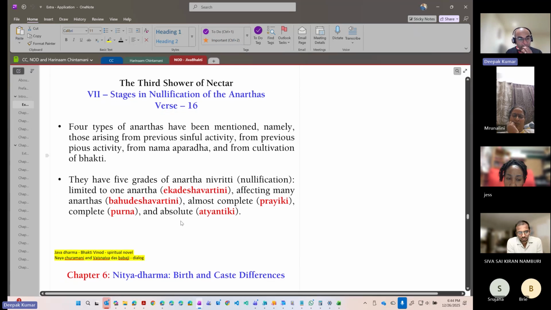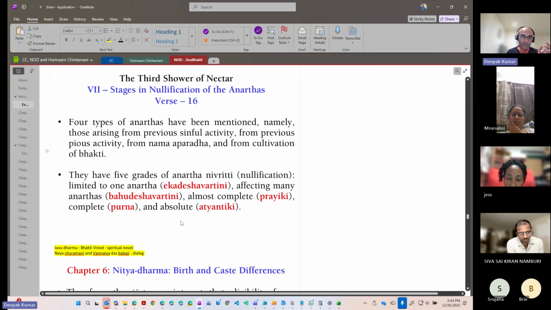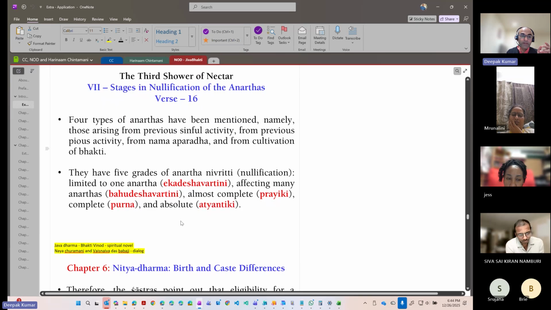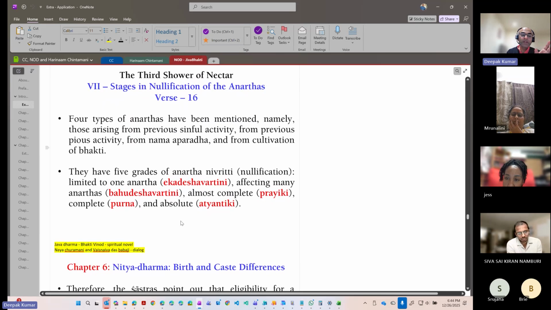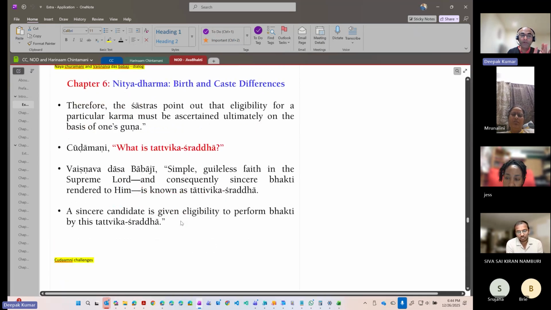This is coming from Jaiva Dharma, an essay written by Bhakti Vinod Thakur, where he says that by doing bhakti, a complete annihilation of all the anarthas happens. So bhakti is so powerful. Why are these points being brought together?